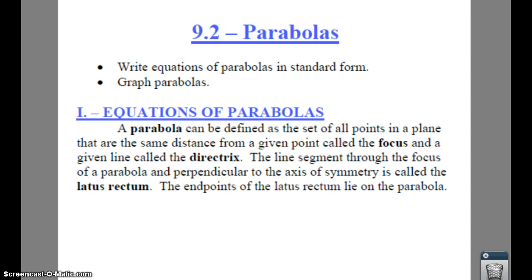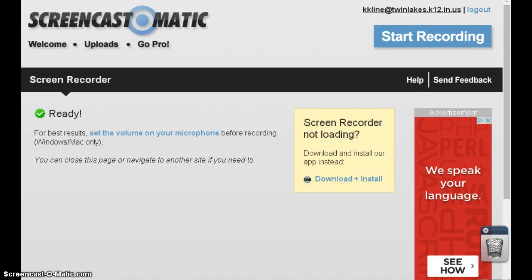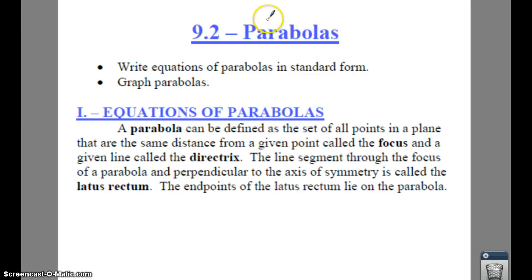Here in 9-2, we're going to be going over parabolas. Yes, we've graphed these before, but we're actually going to be graphing some parabolas that are not just opening up and down, but also opening left and right. So let's start off with our definition of a parabola.